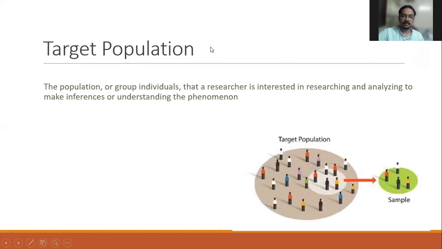What is target population? The population or group of individuals that the researcher is interested in researching and analyzing to make a difference or understand the phenomena. As you can see in this diagram, this is the whole target population, for example, children of age 14 to 25. We will take a sample from this population.